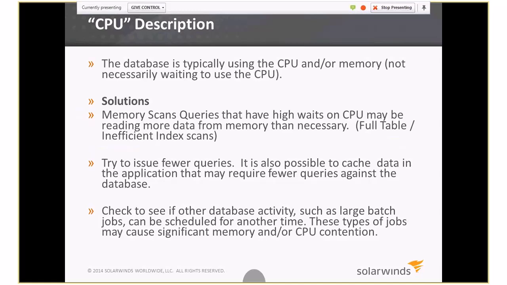And so a lot of the fixes to reduce that time spent on CPU is to look at the memory scans that your queries are doing, and find the ones that are doing full table or clustered index scans, or using indexes that are not efficient and not as selective. The other solution is to try issuing fewer queries, of course, so you don't have as many things on CPU when you're running this. And then also, you can check and try to move things around. If you're running batch jobs along with your OLTP systems, maybe try to schedule them at another time.